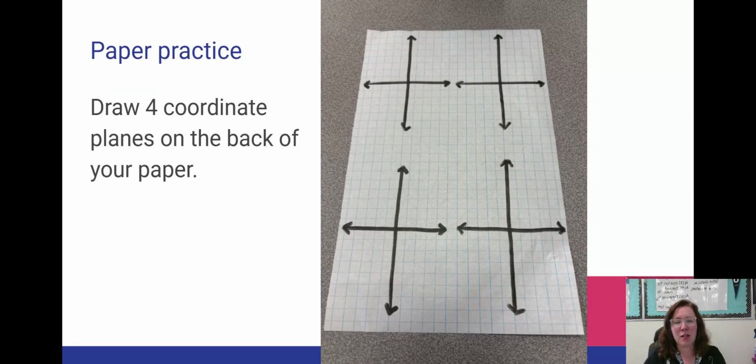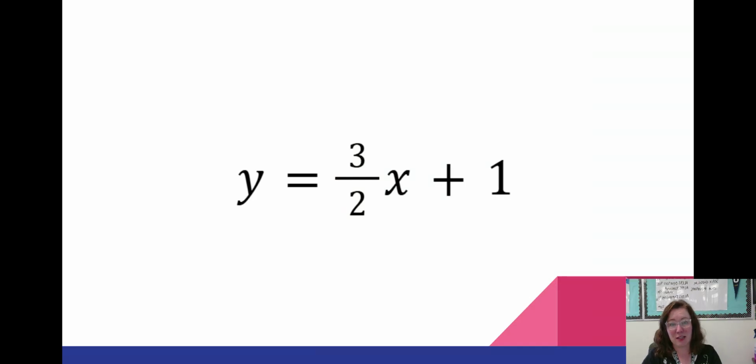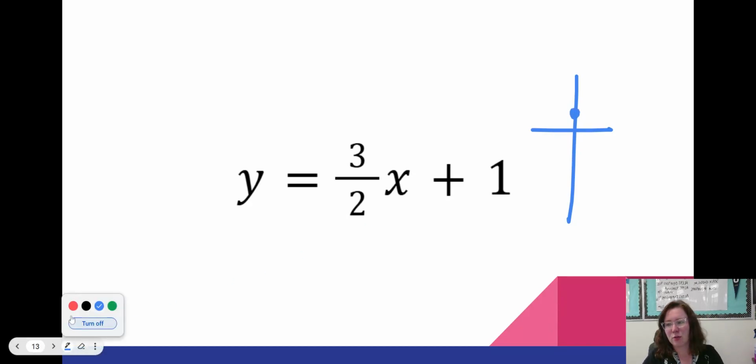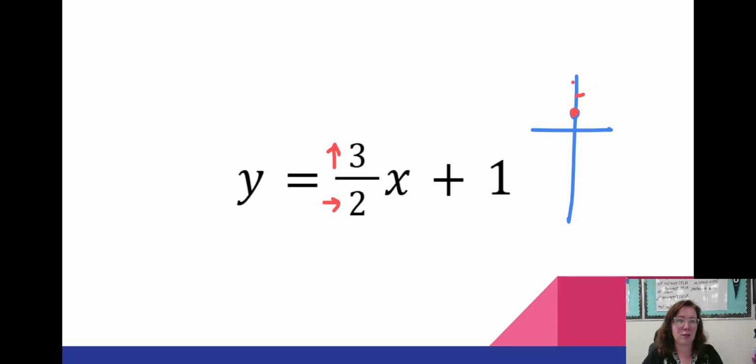Okay, on your paper, you would draw 4 coordinate planes so that we can practice graphing. And I'll just kind of sketch it out on here. So we'd start at a positive 1, maybe right there. In fact, now that I drew a coordinate grid, let's draw this in a different color. And then I'm going to rise up 3 spaces and run over 2. So I could go 1, 2, 3, 1, 2. There's my next one and connect the dots.